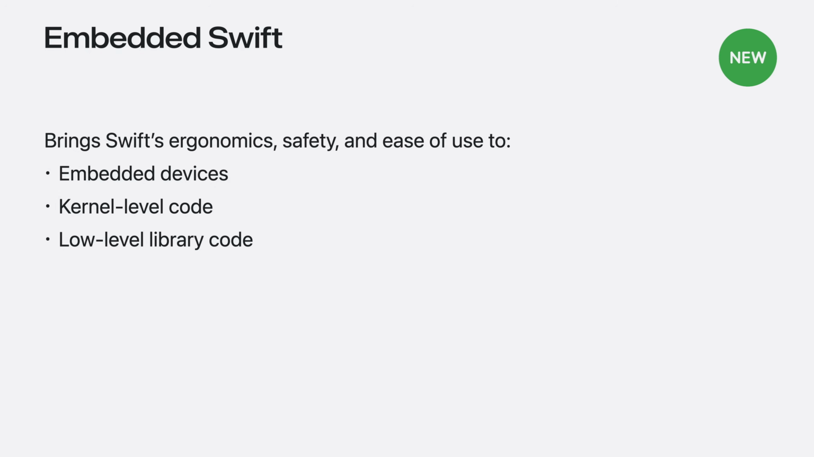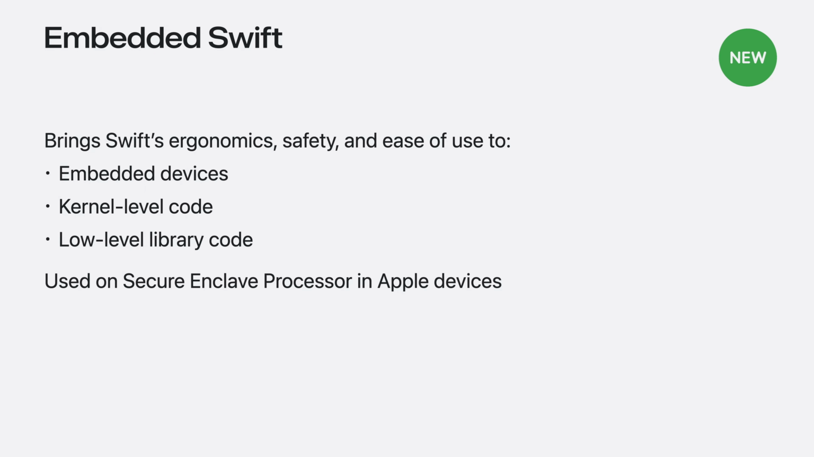Embedded Swift is of course suitable to program microcontrollers in embedded devices, but also kernel-level code and other low-level library code. It might be, for example, sensitive to not gaining new dependencies. Apple devices use Embedded Swift on the Secure Enclave processor, and Swift's memory safety is a huge benefit for the platform. Embedded Swift is a subset of Swift, covering most of the language that you know and love. It's a full-featured subset that includes support for value and reference types, closures, optionals, error handling, generics, and more.